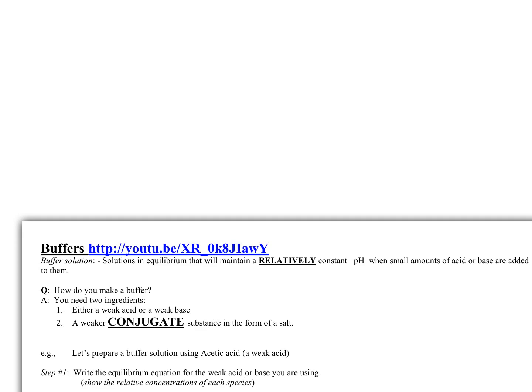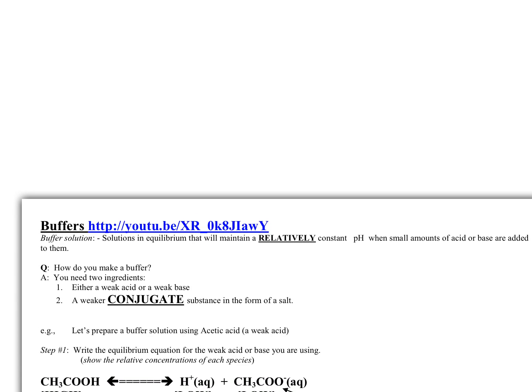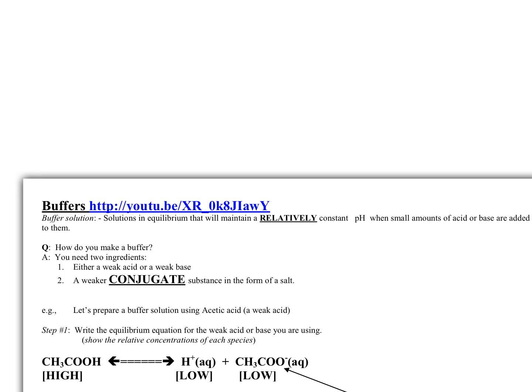Acetic acid is a weak acid, so that's my first requirement. If we write out our equation, we know that acetic acid separates into a hydrogen ion and CH3COO. However, because this is a weak acid, we end up with a high concentration of our weak acid and very low concentrations of the ions that it ionizes into.